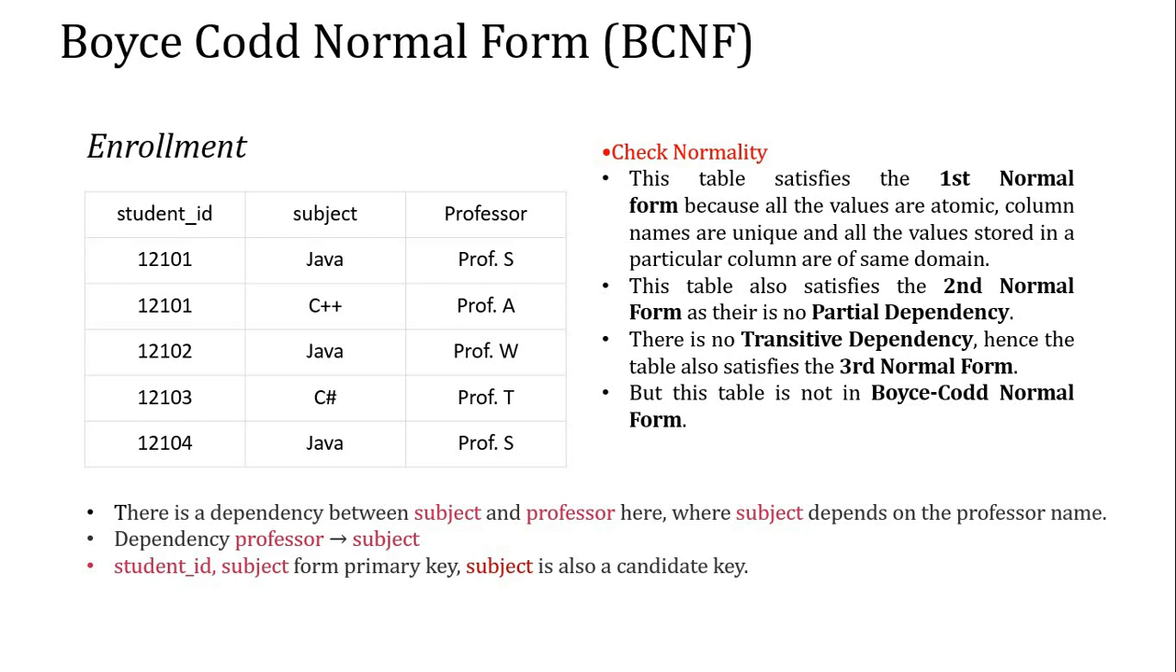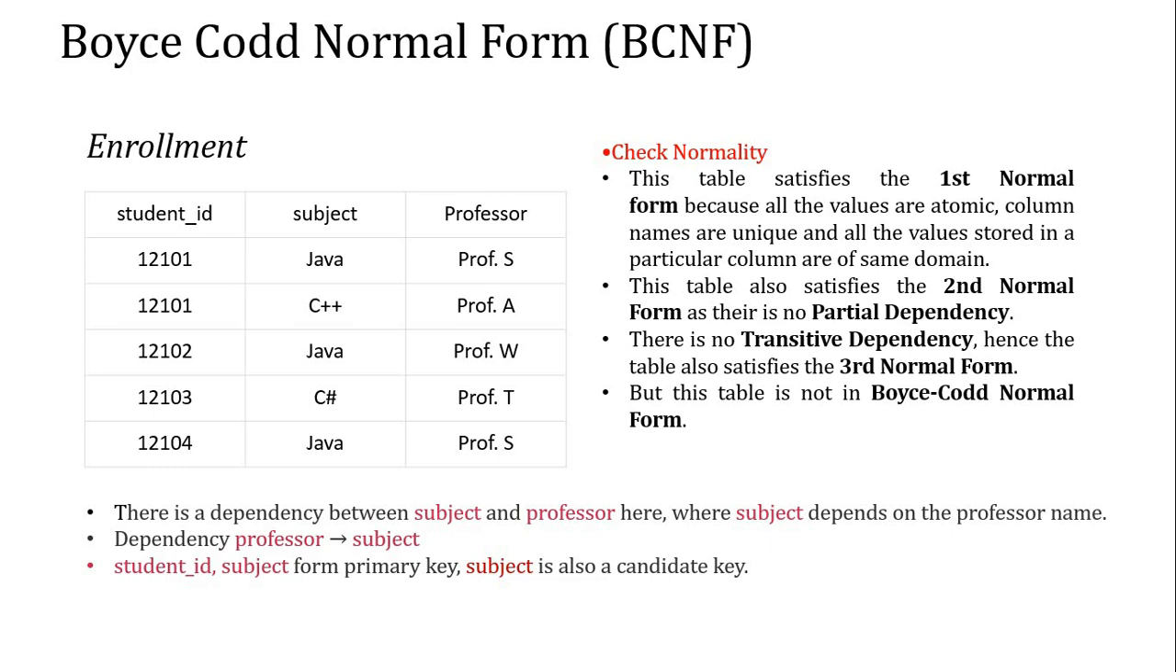It is a fully functionally dependent table because the student ID and subject together make the primary key, and the non-key attribute is fully functionally dependent on the primary key, so it is already in the second normal form. There is no transitive dependency here, so it is already in the third normal form. But this table is not in the Boyce-Codd normal form.